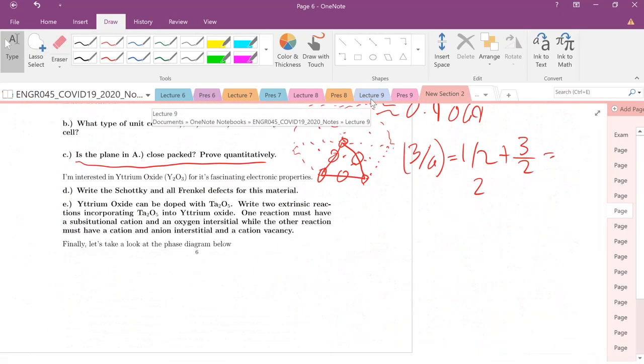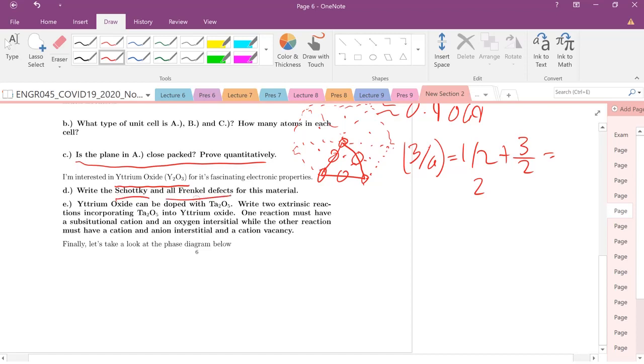So I'm interested in yttrium oxide, Y2O3, for its fascinating electronic properties. Write the Schottky and Frenkel defect reactions for this material. So we know that Y is going to be basically a 3 plus, right? Plus our oxygen is 2 minus.